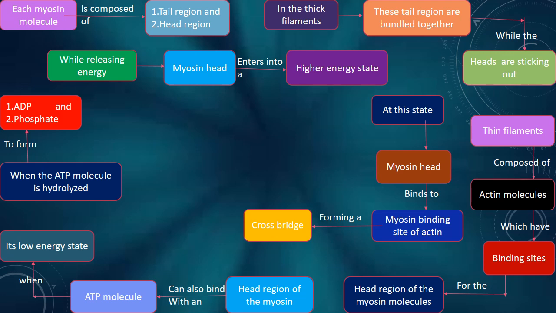The head region of the myosin can also bind an ATP molecule when it is in a low energy state. When the ATP molecule is hydrolyzed to form ADP and phosphate, releasing energy, the myosin head enters a high energy state. At this stage, the myosin head binds to the myosin binding site of the actin, forming a cross bridge.